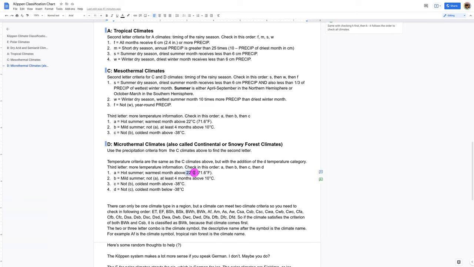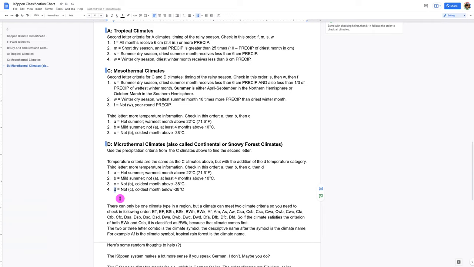If the warmest month is not above 22 and there are 4 months above 10 Celsius, then it's a D something B climate. If you don't have at least 4 months above 10 Celsius and the coldest month is above negative 38, then it's a D something C climate. And finally, if the coldest month is below negative 38, it is some sort of crazy subarctic climate. It's going to be a D something D climate. Those are only found in Siberia. Siberia is the only place that has high enough latitude with enough land around it, and it's far enough from the ocean to generate winter temperatures that are regularly below negative 38, which is crazy.